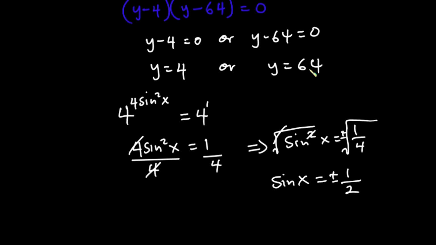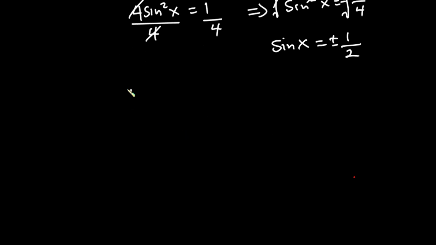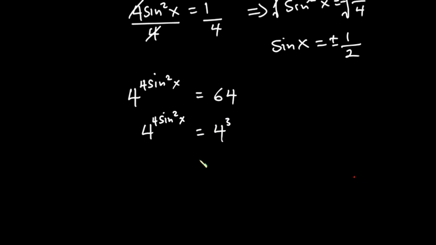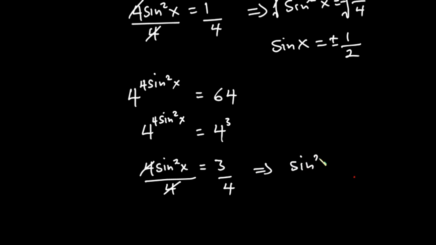Then when y is equal to 64, we're going to have 4 to the power 4 sine squared x is equal to 64. And we can write this equation as 4 to the power 4 sine squared x is equal to 4 to the third power. And straight away you can see the bases are the same, so we can equate their exponents. So we have 4 sine squared x is equal to 3. Now let's divide each side of the equation by 4, so that this and this will go. So we're going to have sine squared x is equal to 3 over 4.